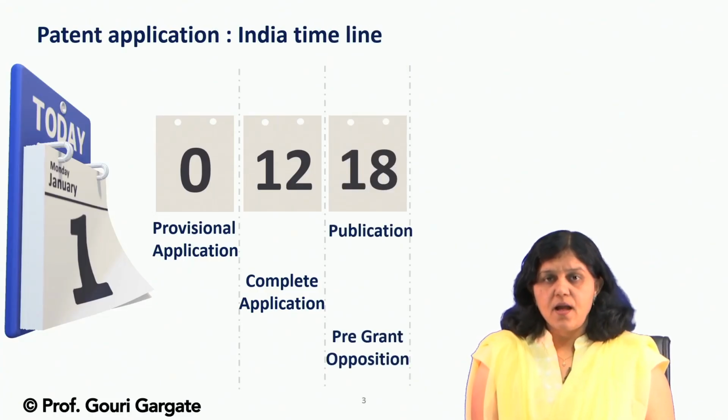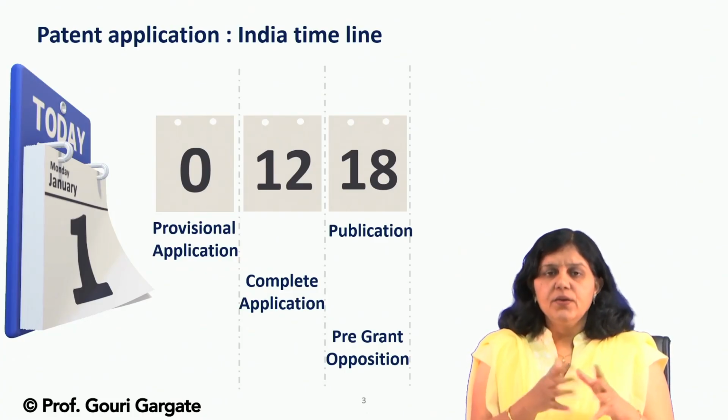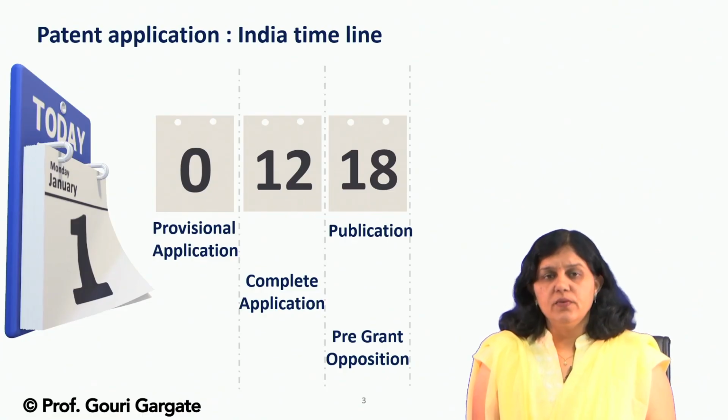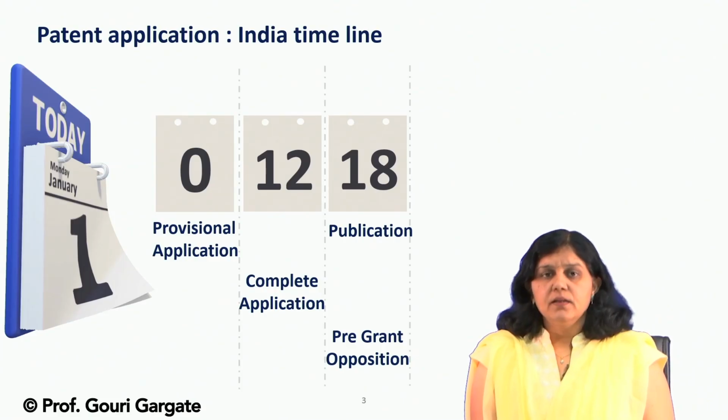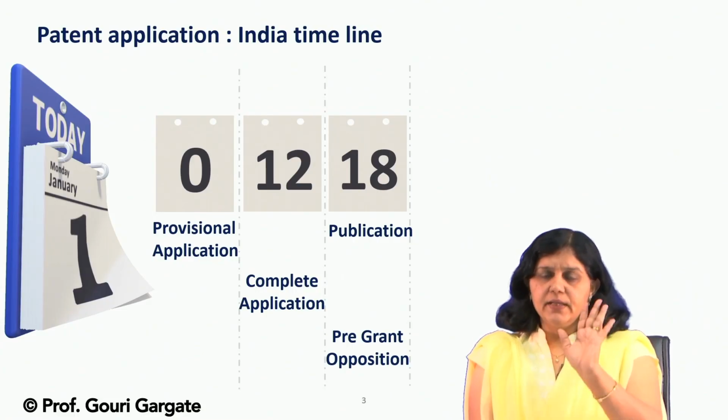Now, after this stage, the publication will be automatic. There is no requirement of a reminder to the patent office or of filing any form for that. At the end of 18 months, automatically the patent will be published. We know now the meaning of publication: the bibliographic information, abstract, number of claims, number of drawings. This information will be published in the gazette, and that gazette is updated every Friday. So, okay, this is the publication stage, that is provisional, then complete and then publication.